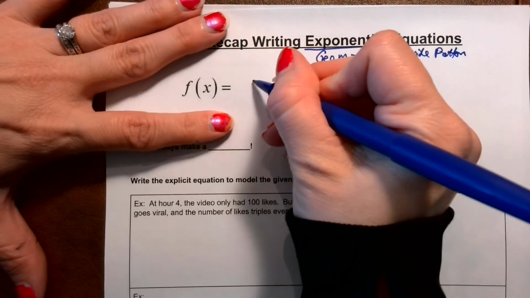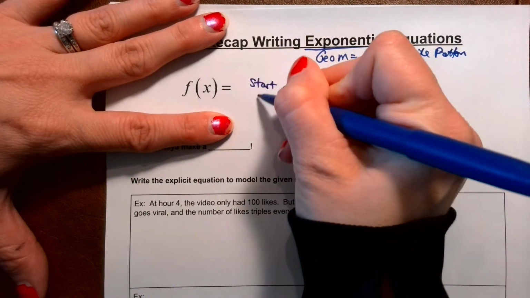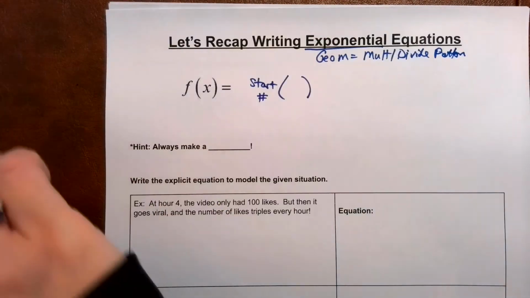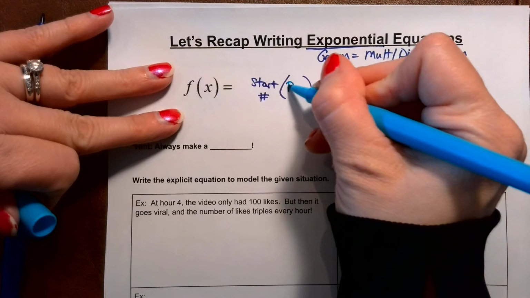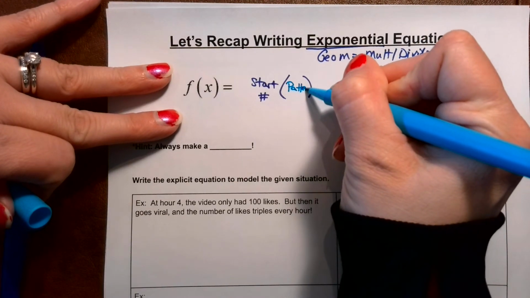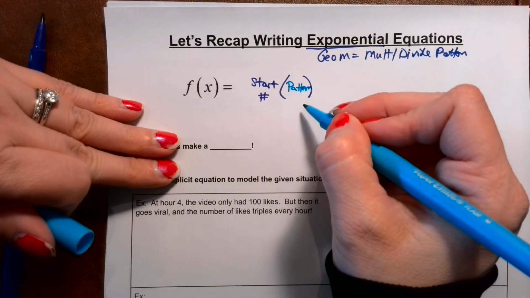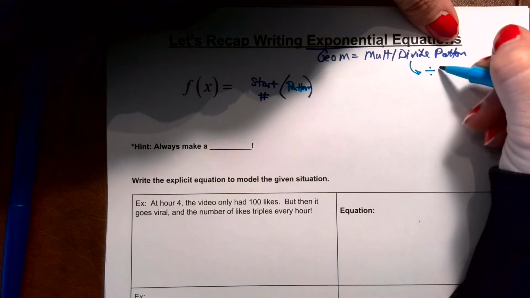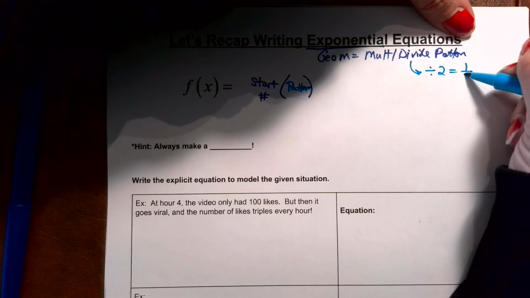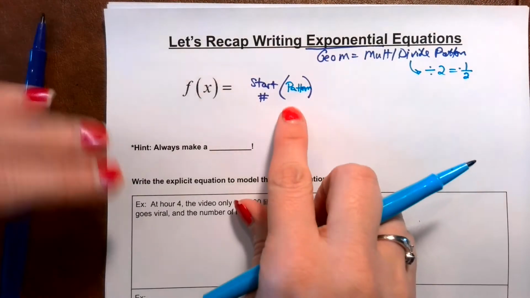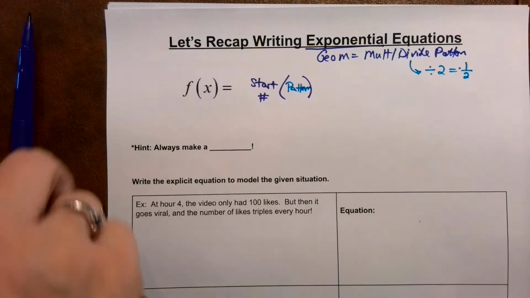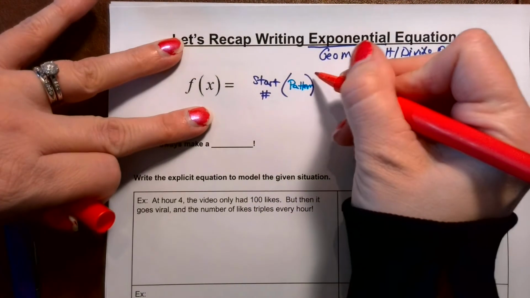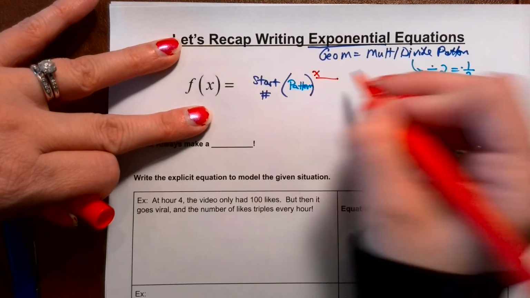f of x equals, you're going to have a starting number, and then you're going to have a multiply by the pattern. This is where the pattern goes. And the reason we use parentheses for multiply, even if it's divide, if it's divide by 2, we change that into multiply by 1/2. So we're always going to have parentheses for multiply, and then we're going to have an exponent. The exponent there is going to be x, but we might have to adjust it.